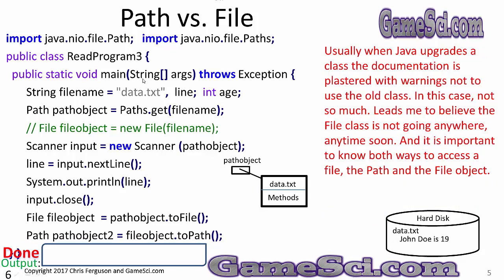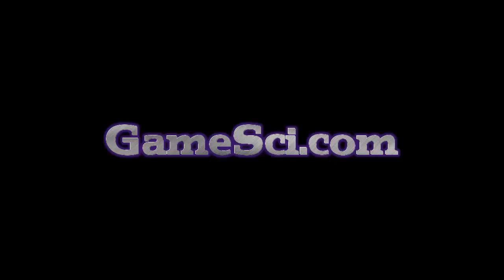Usually when Java upgrades a class, the documentation is plastered with warnings not to use the old class. In this case, not so much. It leads me to believe the File class is not going anywhere anytime soon. But it is important to know both ways to access a file, using a path and a file object. There you have it. There's my intro to reading and writing text files. Remember, path is a new feature. You may keep encountering the file object in the previous code that's written, so know both ways to access the text file.